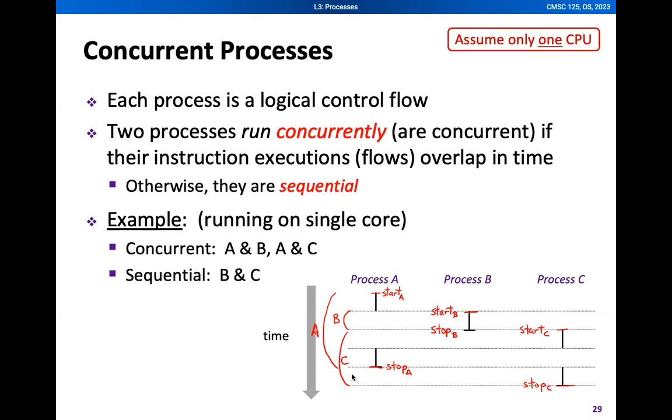Okay, do you get it? Did I explain this? Were you able to understand this graph, or what concurrent processes or sequential processes are?